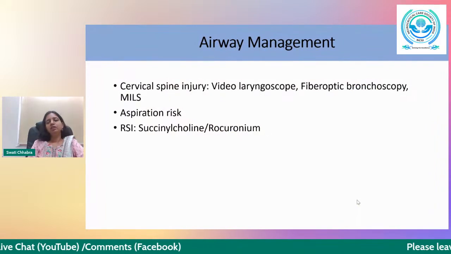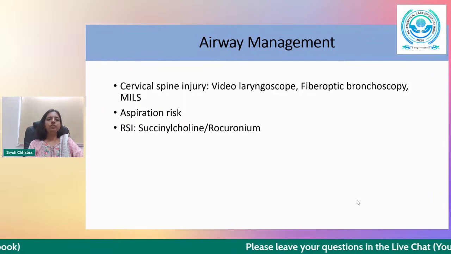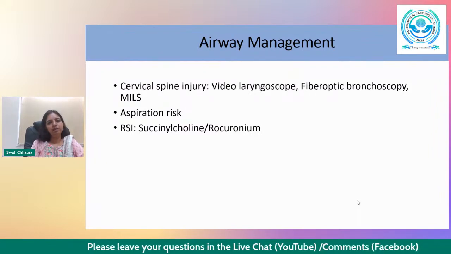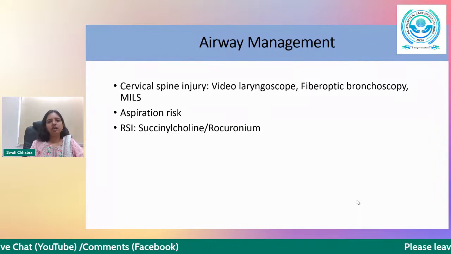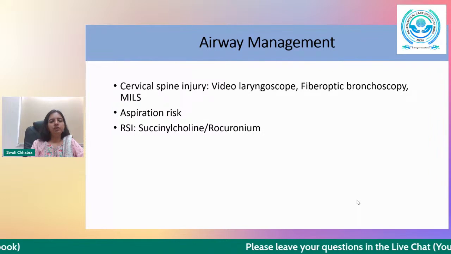Airway management has been covered in detail by Dr. Sindhu in the previous talk. So we should be aware of cervical spine injury, and the patient should be deemed to have a cervical spine injury unless proved otherwise. And we can use video laryngoscope or fiber optic bronchoscopy with manual inline stabilization.